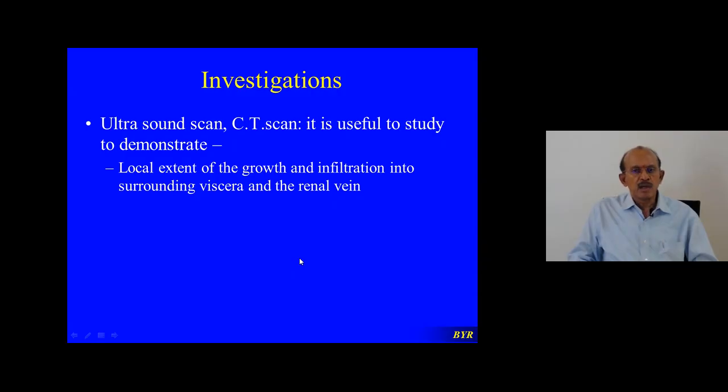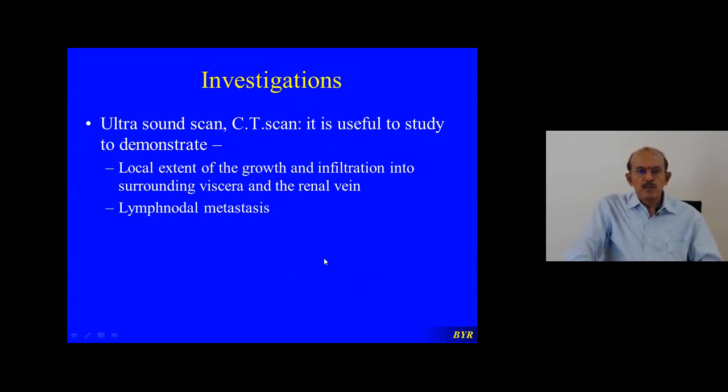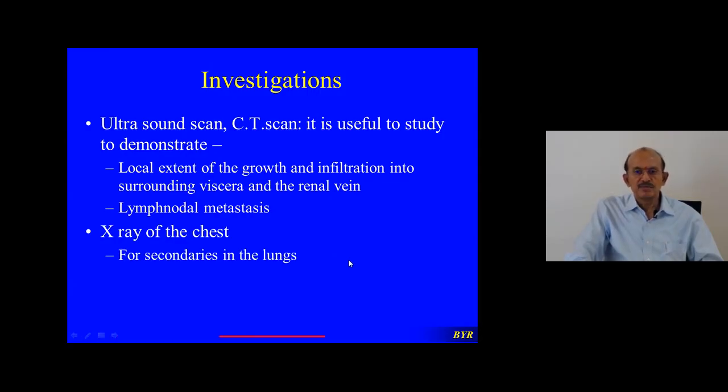You can see the mass arising from the kidney, its extent, that means whether it is within the capsule or invades the capsule or the surrounding structures, that can be evaluated. It is also useful to see for lymph nodal metastasis. X-ray of the chest to demonstrate the secondaries in the lungs.